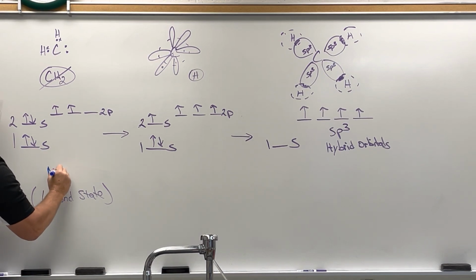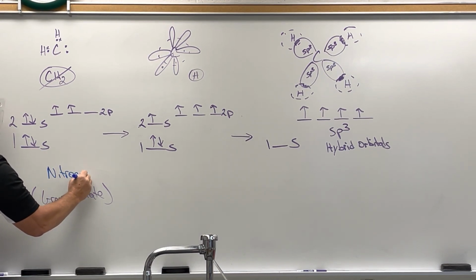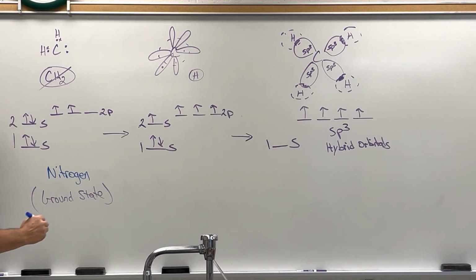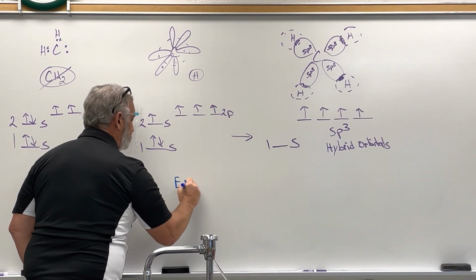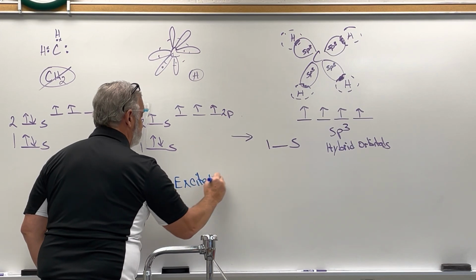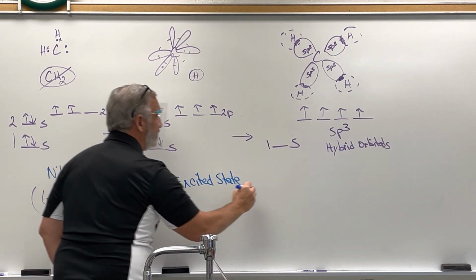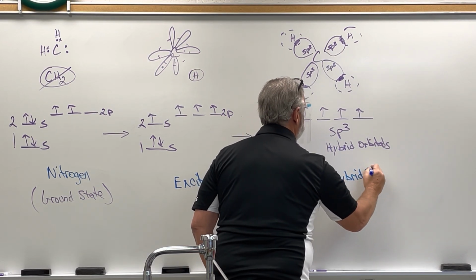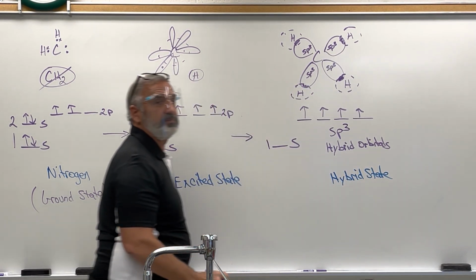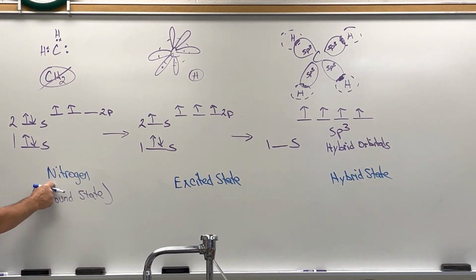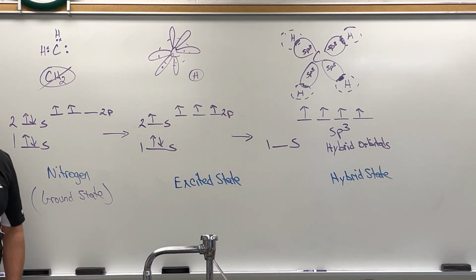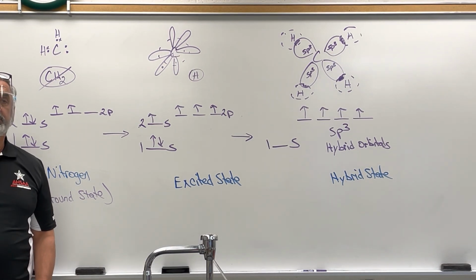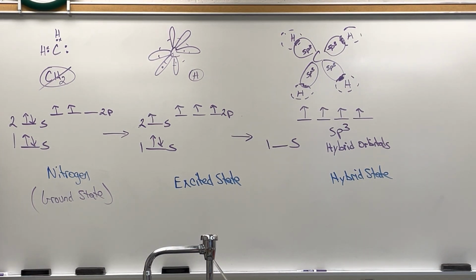If I look at nitrogen, by the way, this is called the excited state, and this is called the hybrid state. So nitrogen, how many electrons does it have? Total? 7. 5 valence, 7 total. 1, 2, 3, 4, 5, 6, 7.